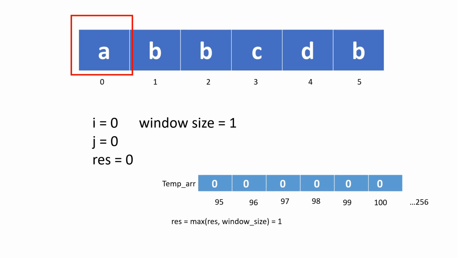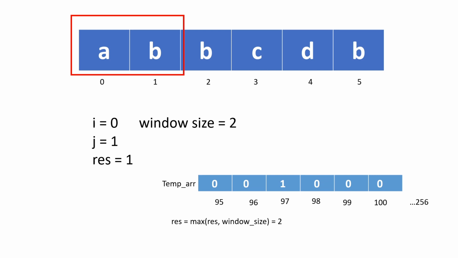The result will now become the max of the previous result and the current window size. The current window size is 1 and the result is 0, so my final result will become 1. And now I will increment j.